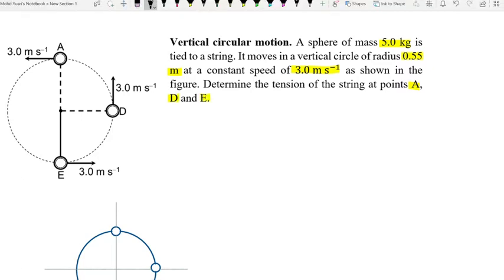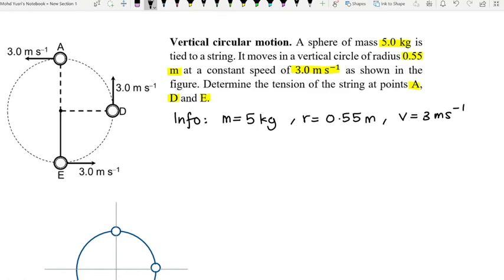So let's list the information given by the questions. Yang pertama sekali, the mass is equals to 5 kg. Yang kedua, the radius of the circle ataupun the radius of the circular motion is 0.55 meter. Dan yang ketiga, the speed of the ball, the tangential speed of the ball is 3 meter per second.